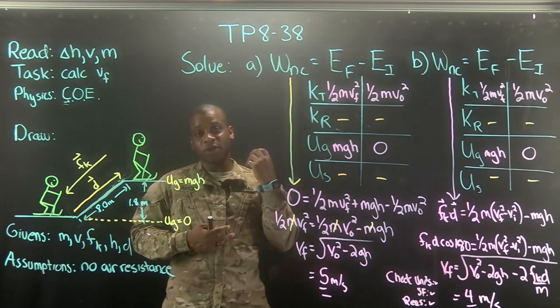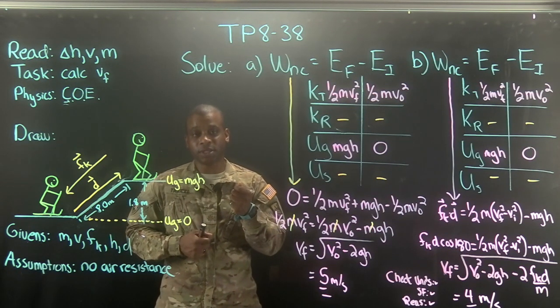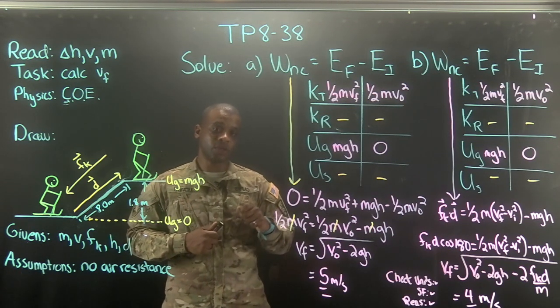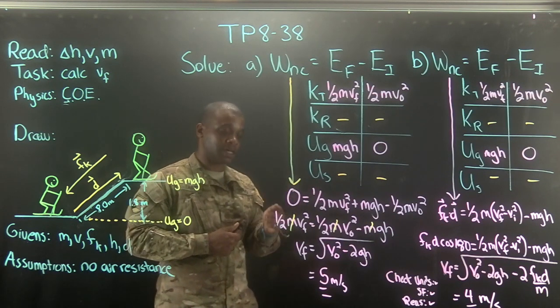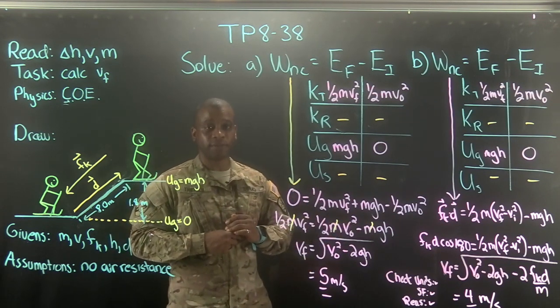Now, when you have non-conservative forces taking energy from your system, his final speed should be even less than 5, and it is at 4.